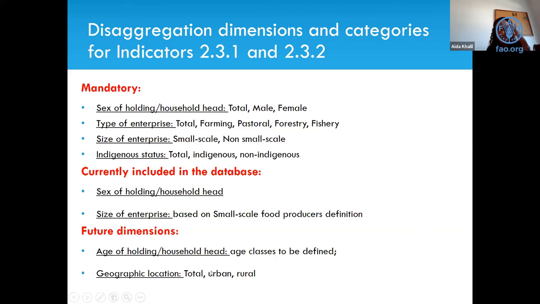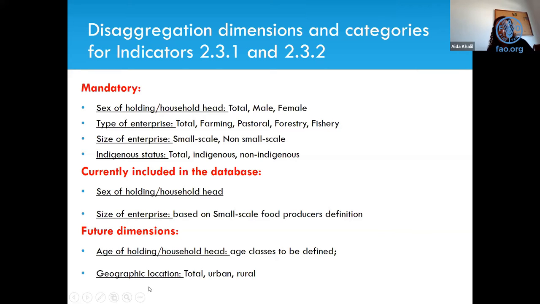And this is because we are planning to add this dimension to the global SDG database, but also because in the context of the new FAO strategic framework, data disaggregated by urban and rural location would be particularly relevant as data accelerator. So this would be another suggested dimension for data disaggregation.